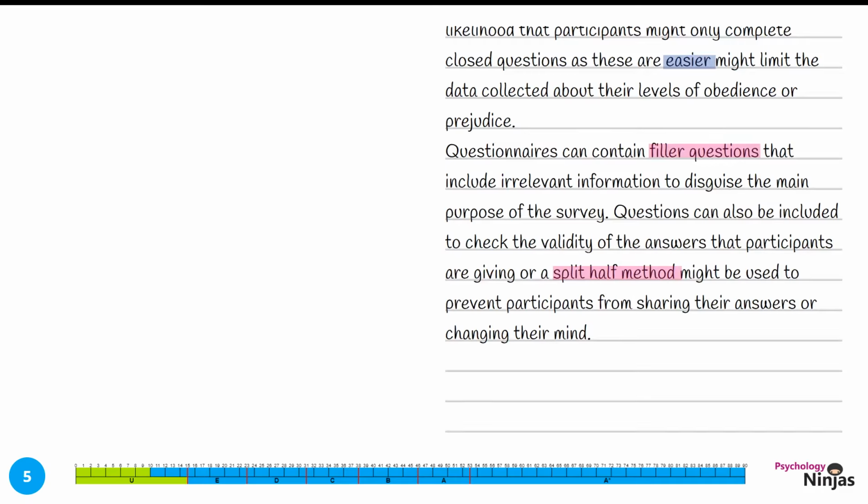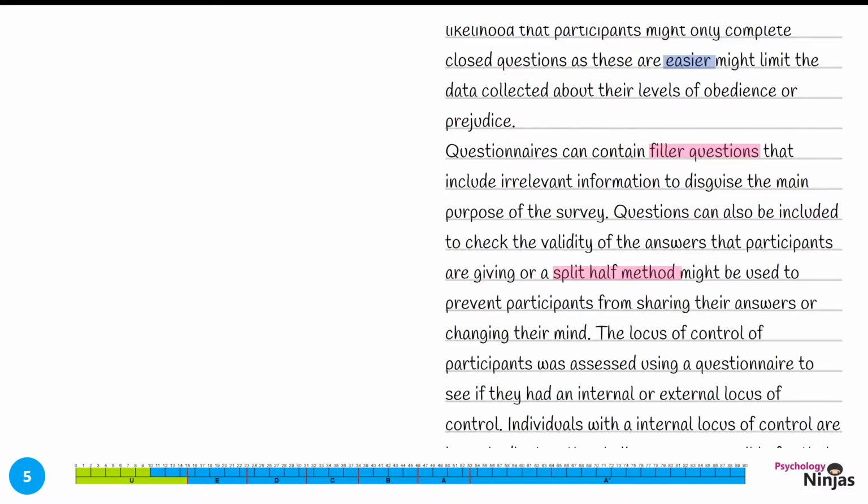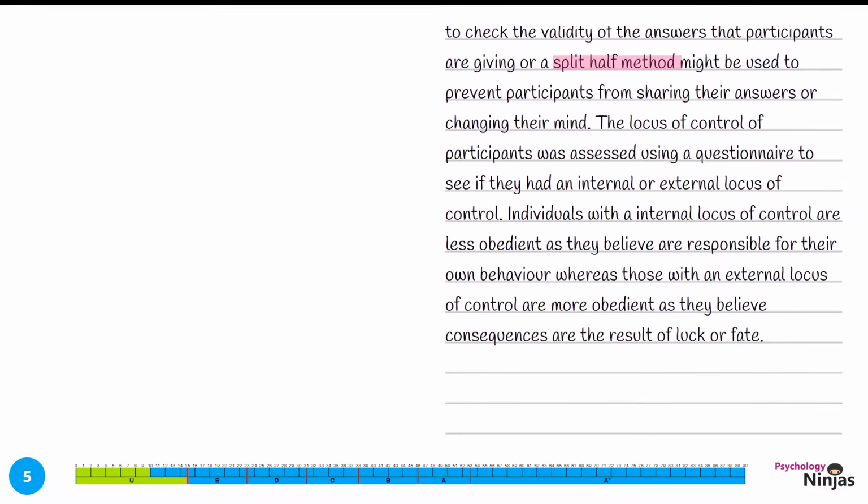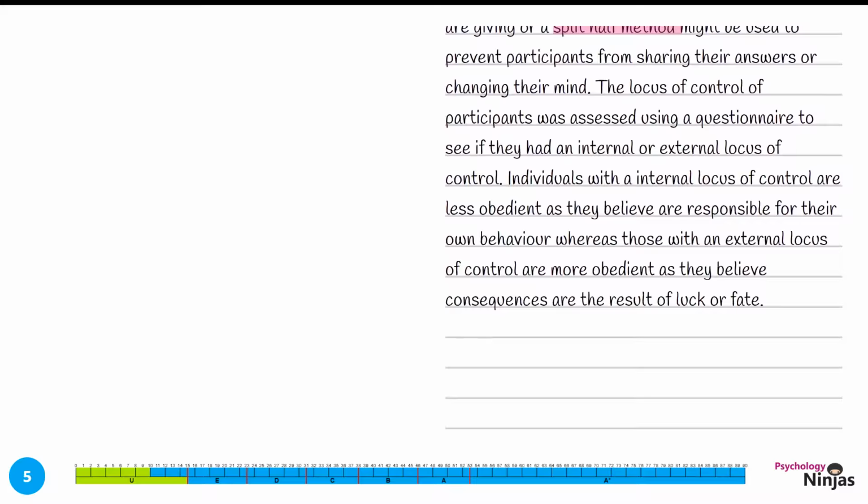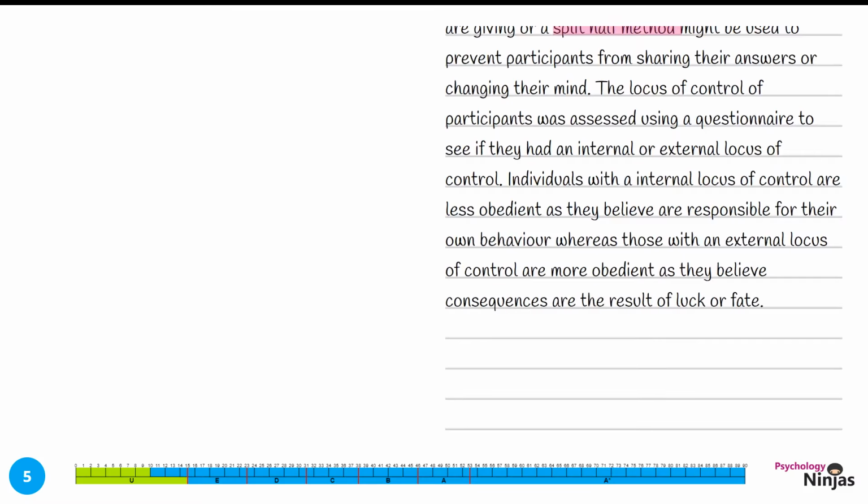Let's link this back into social psychology once again with another example. The locus of control of participants was assessed using a questionnaire to see if they had an internal or external locus of control. Individuals with an internal locus of control are less obedient, as they believe they are responsible for their own behaviour, whereas those with an external locus of control are more obedient, as they believe consequences are the result of luck or fate. Here we've got another example of how a questionnaire has been used, demonstrating a clear understanding of locus of control in terms of both external and internal dimensions being addressed.